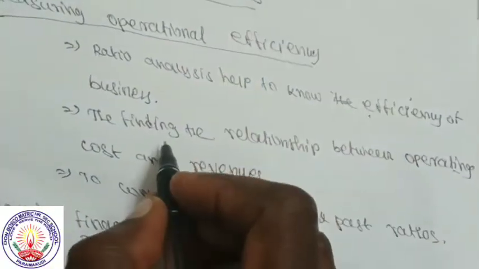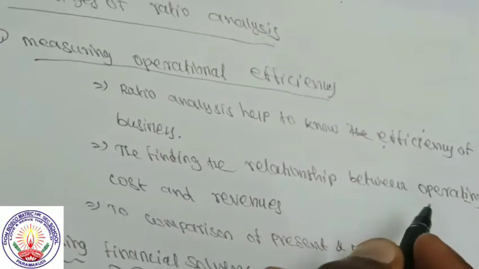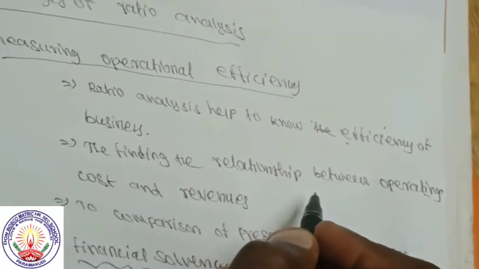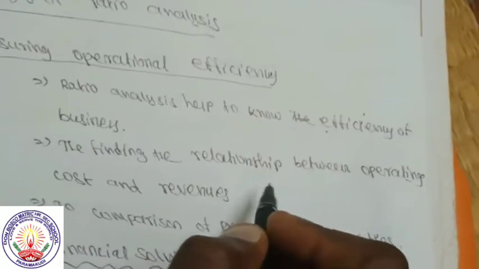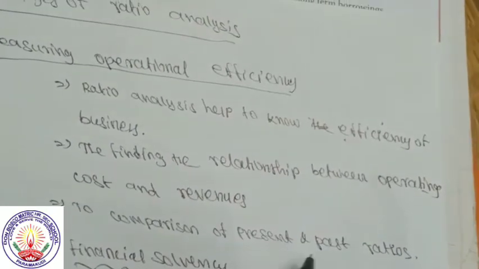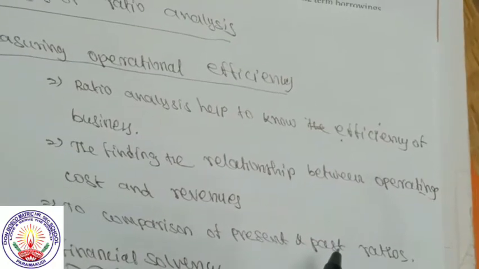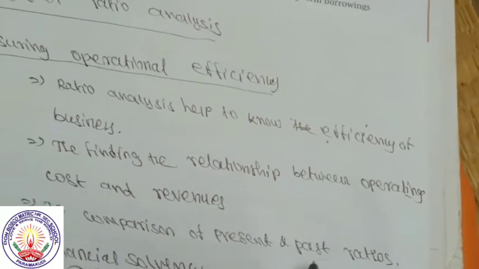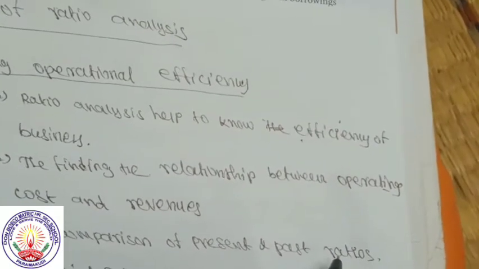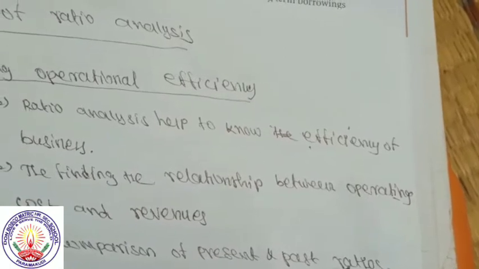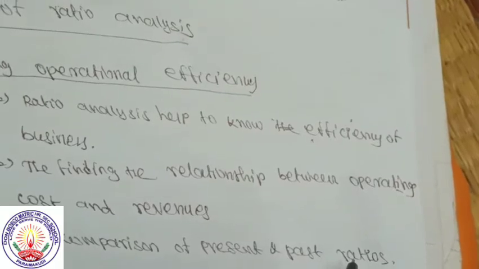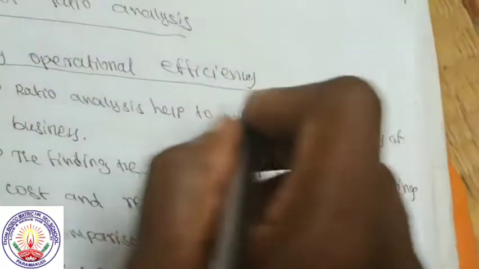Second one, finding the relationship between operating cost and revenues. Operating cost includes manufacturing expenses, and revenue means incomes. Third one, comparison of present and past ratios. You compare how much you earn in the business at present with how much you earned in past years, and then compare it with the future. This is called measuring operational efficiency.